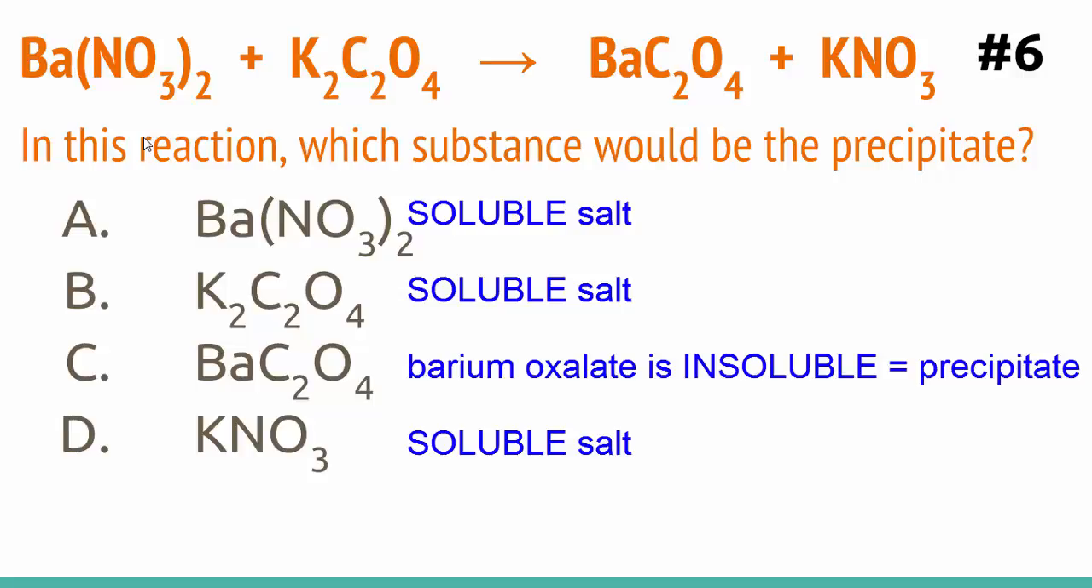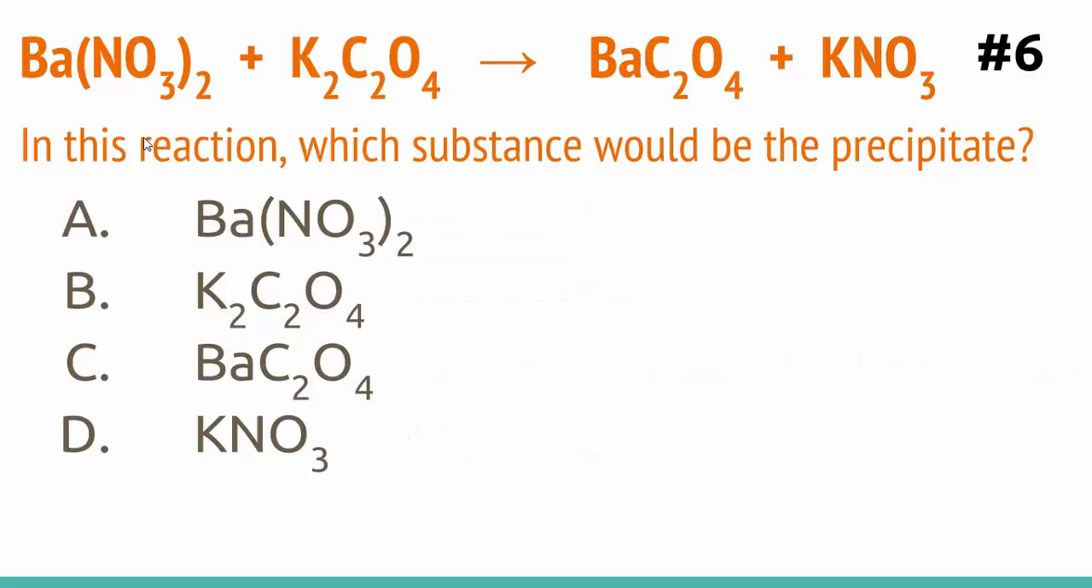Barium oxalate, you can look it up, is fairly insoluble on both the barium side and the oxalate side. Barium oxalate is an insoluble compound. So the choice as my precipitate would be that solid barium oxalate, letter C.